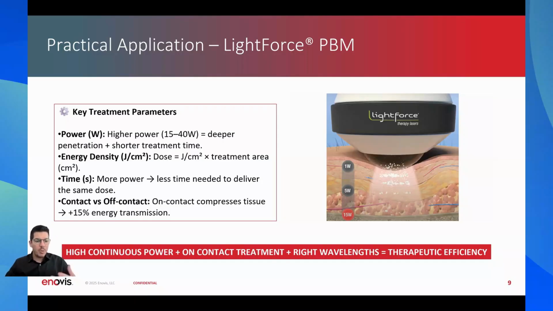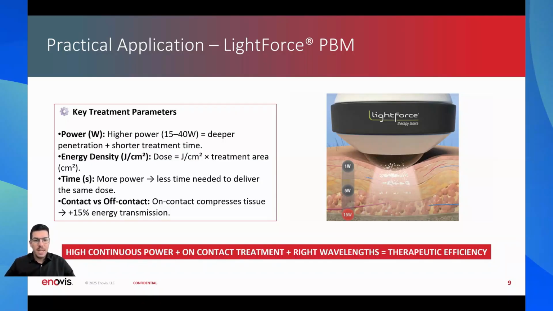Firstly, the power determines the strength with which we are delivering the energy, and it is always related to the therapeutic dose. Higher values will allow us to reach deeper tissues and, in turn, reduce the exposure time. It is essential to adjust the power according to the patient's tolerance and the therapeutic goal, for example, acute versus chronic or superficial versus deep.